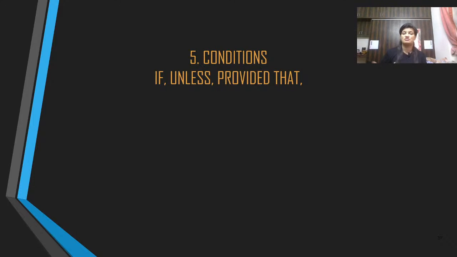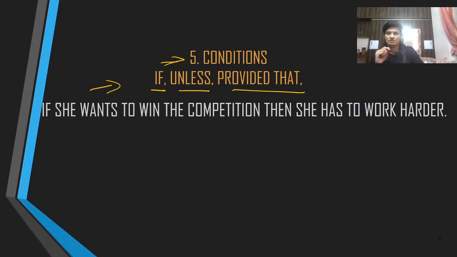Next one that we have is conditions: if, unless, provided that. They tell you if this happens, this will happen. Regularly is an adverb. If she wants to win the competition, then what is she supposed to do? Then she has to work harder. The condition over here is if she wants to win the competition, then she has to work harder. So the conjunction over here is if.